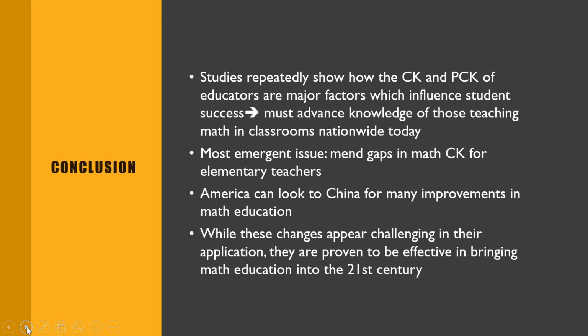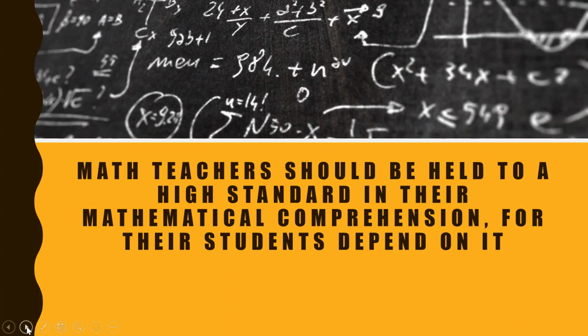By looking to the math programs of exemplary countries like China, the U.S. can correct many of its mistakes in its deliverance of math and education as a whole through programs which allow for specialty and nuance brought back into the education framework, instruction which closely connects pedagogy and subject matter, and time set aside for personal advancement in CK and PCK with collaboration from other professionals in the field. It's important to note that while these changes appear challenging in their application, they are proven to be effective in bringing math education into the 21st century. Ultimately, math teachers should be held to a high standard in their math comprehension, for their students depend on it.